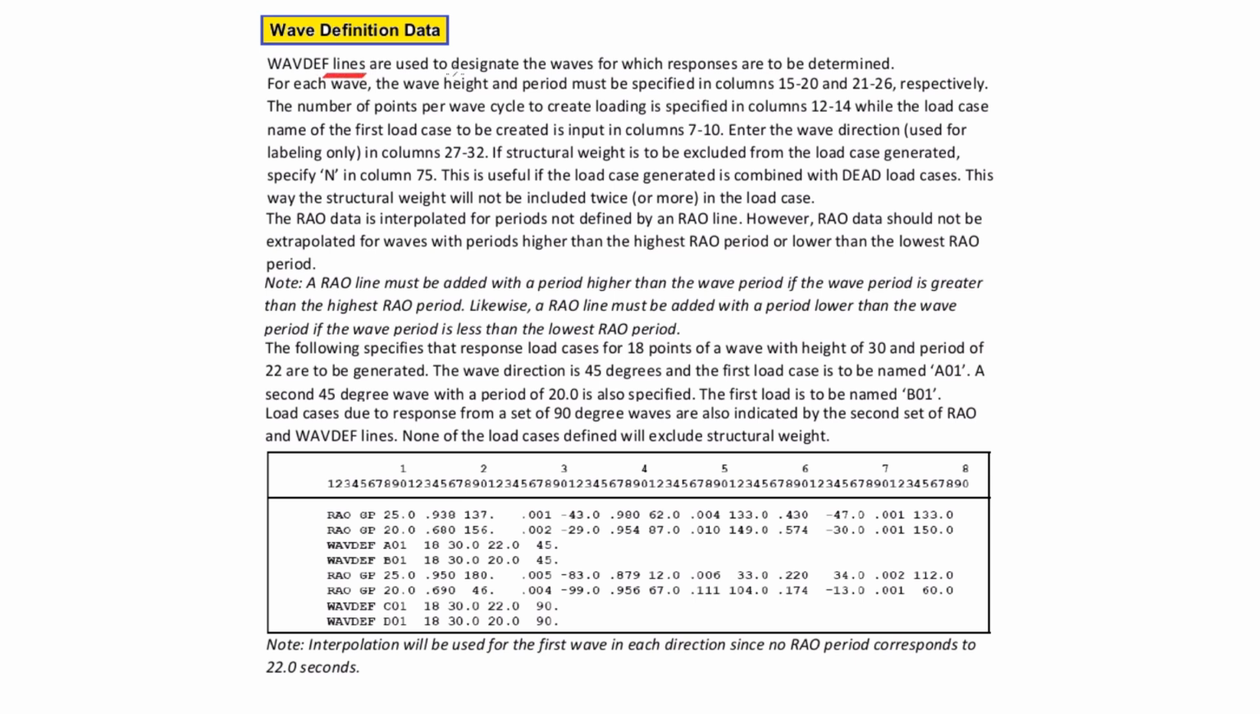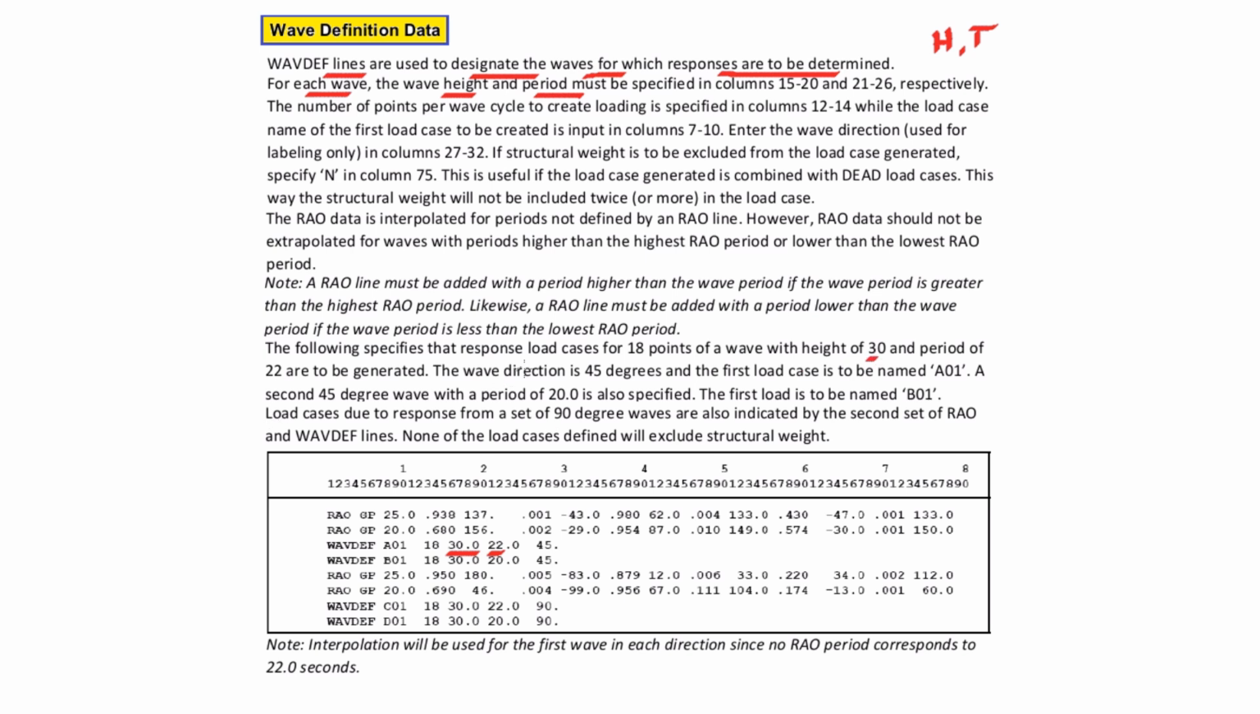Wave definition lines are used to designate the waves for which the responses are to be determined. So whatever waves we are trying to get the response for, we need to designate in the wave definition lines. For each wave height, the period must be specified in columns 15 to 20 and 21 to 26. So here you can see the period and wave height. Here you can see a wave period of 20 and a wave height of 30.